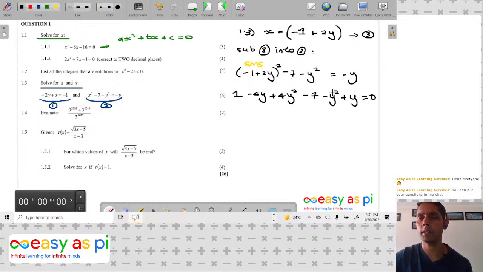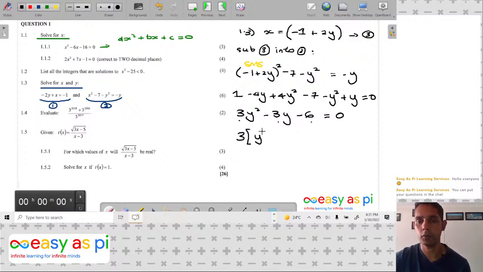I then have 4y squared minus y squared, which becomes 3y squared. And then I have minus 4y plus y, which becomes negative 3y. And then 1 minus 7, which becomes minus 6, is equal to 0. Now, what you'll notice is I've got a highest common factor of 3, which I'm going to pull out next.